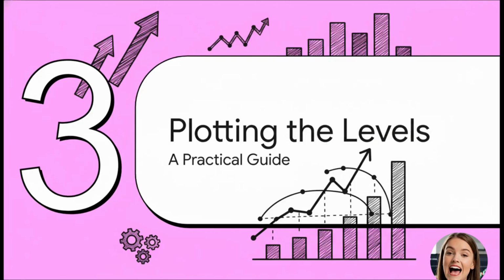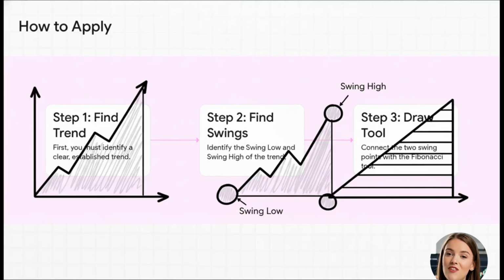Okay, now that you've seen what this thing can do, let's get down to brass tacks. I'm going to show you exactly how to plot these levels on your own charts. It's really just a simple 3-step process. First, you've got to find a clear, obvious trend. Second, you pinpoint the very start and the very end of that move. We call those the swing low and the swing high. And finally, you just connect those 2 dots using the tool.